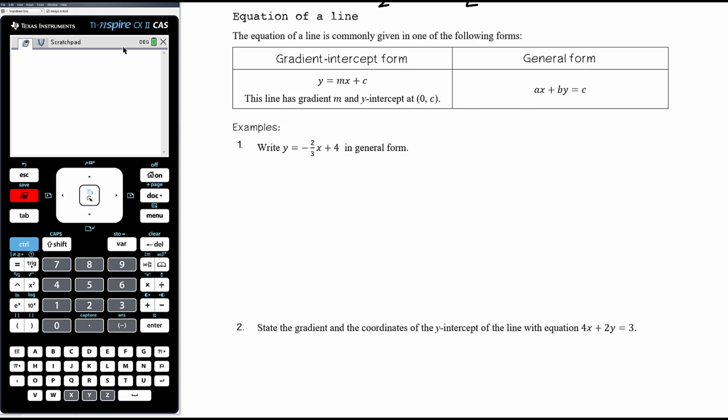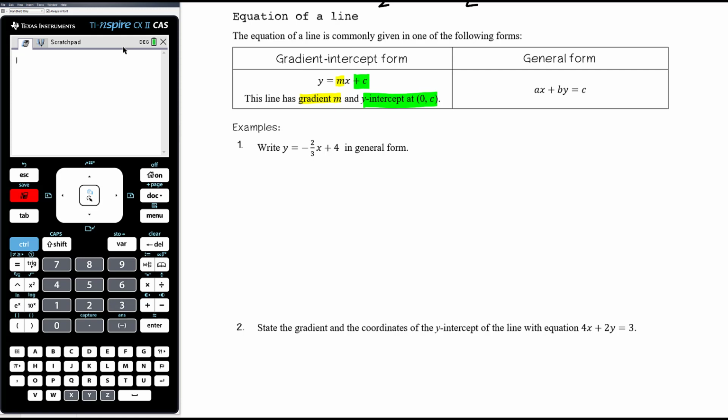Gradient-intercept form is a good form of an equation because it does tell us straight away what the gradient of the line is and where the y-intercept is. I want to be careful about how you understand this. The gradient of the line is not the first number in the equation, it is the coefficient of x, the number multiplying x. So for example, if your equation was 2 plus 5x, your gradient's not 2 because that's the first number in the equation. The gradient is the number multiplying x, which is positive 5. Then m is your gradient, and the c value is your y-intercept.